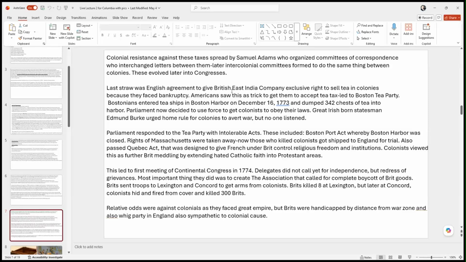It's kind of the end of any kind of an opportunity, if there even had been one, to try to compromise. And the colonies decided they needed to meet again. So they had another meeting. They called this meeting the first meeting of the Continental Congress.